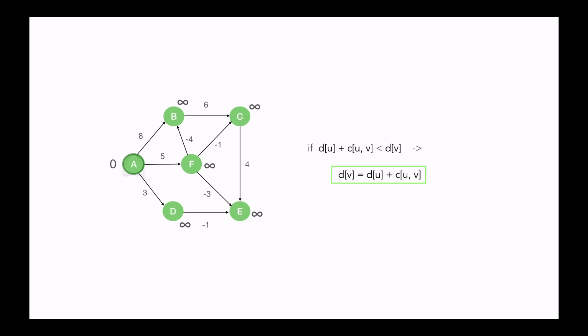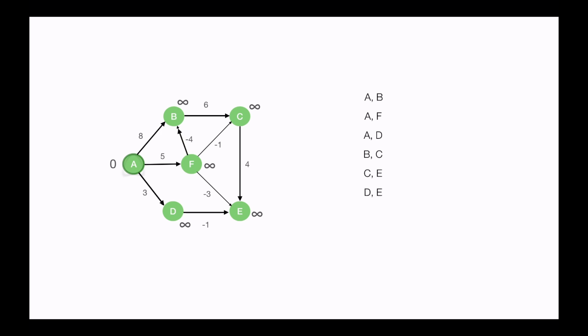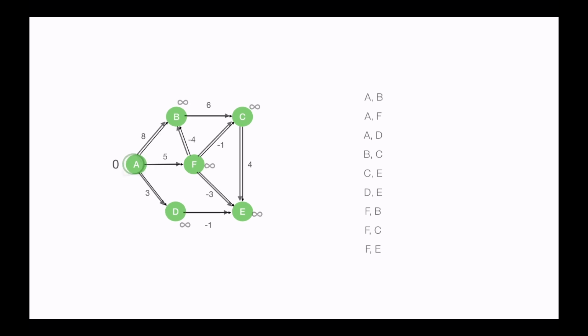If we have n vertices, then we have to do it exactly n minus 1 times. By doing this repeatedly for all the vertices, we can guarantee that the result is optimized. So let's list all the pairs here: AB, AF, AD, BC, CE, DE, FB, FC, and FE. Now let's start the iteration.